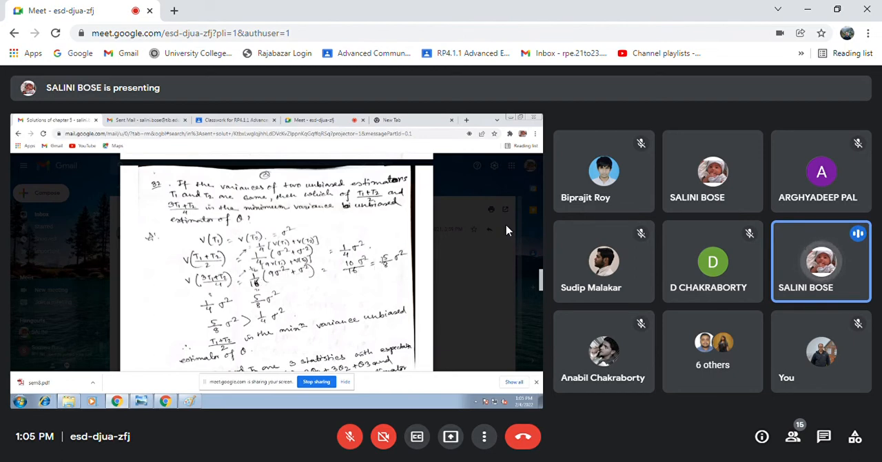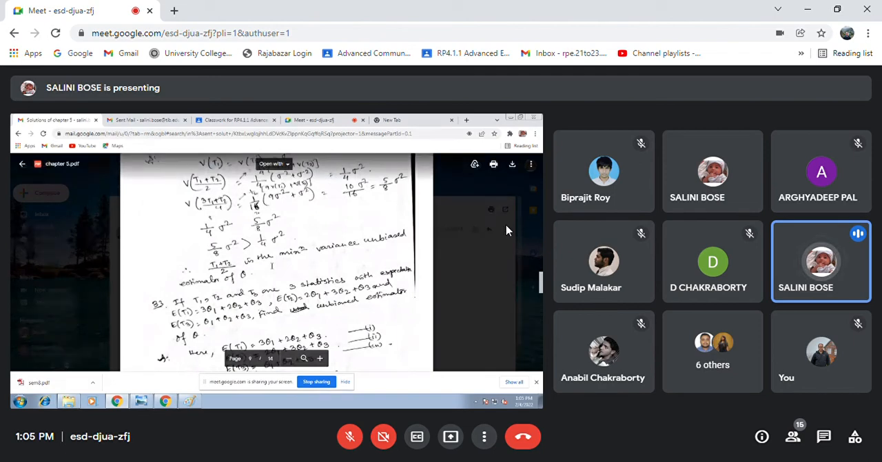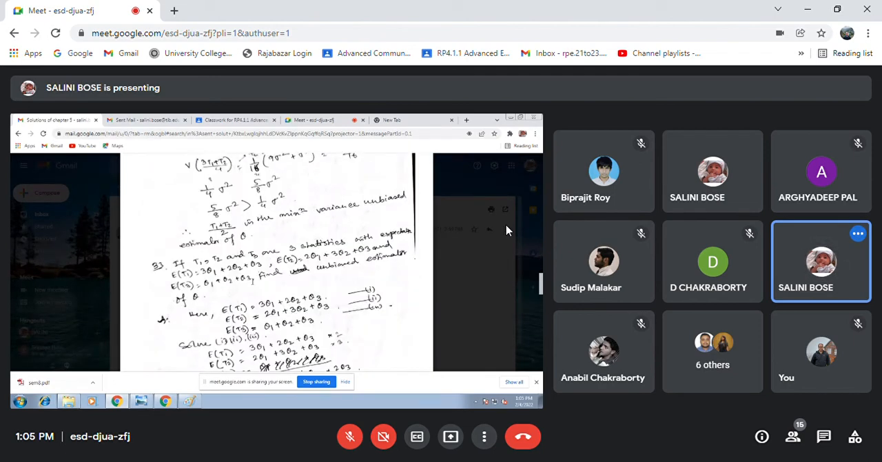That will be 5 by 8 sigma square. So you are getting 1 by 2 sigma square and 5 by 8 sigma square. Then see which one is minimum. So that will be the minimum variance unbiased estimator of theta.